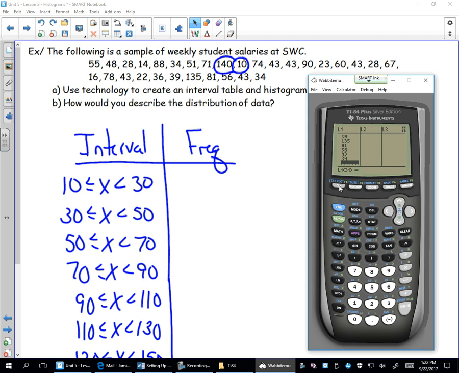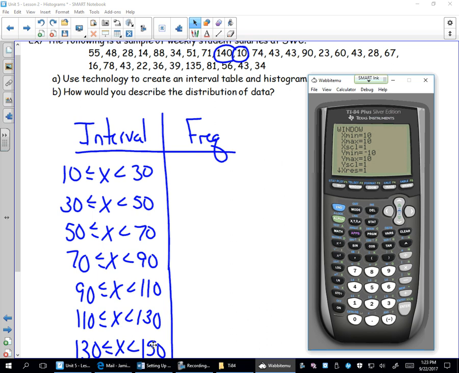First thing I need to do is turn it on. So it's off. I turn it on. I go down. I select a histogram. I then have to change my window. My X min is my lowest number, so 10. My X max is my highest number, which is 150 down here. My scale is the difference between any two intervals, which is going up by 20s. We said start your Y min at 0, and you can leave your Y max at 10 for now. And let's see what happens. Hey, it all fits. And if I use trace, I can get my numbers for my interval table.